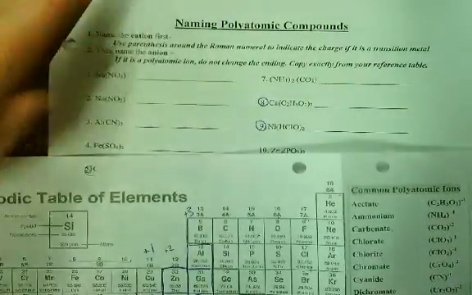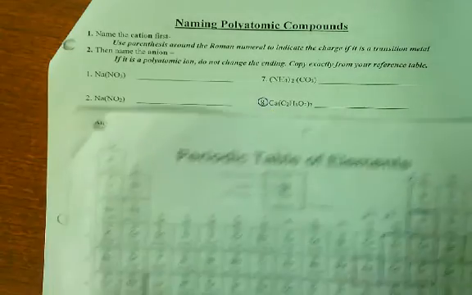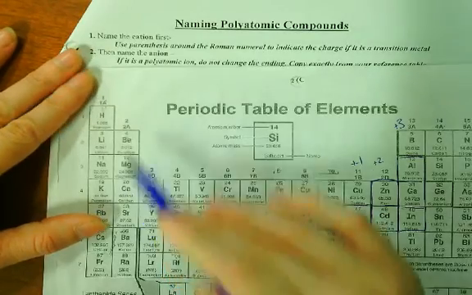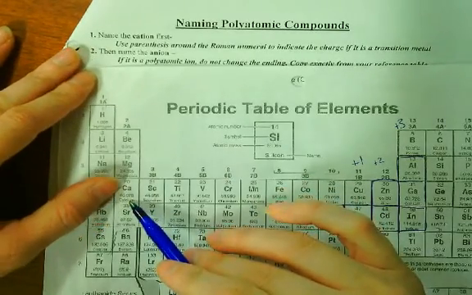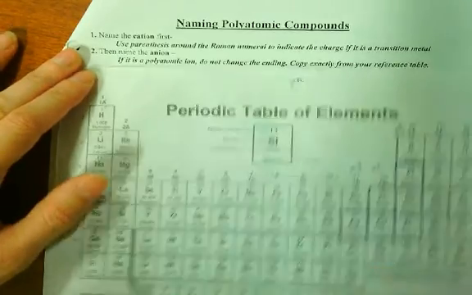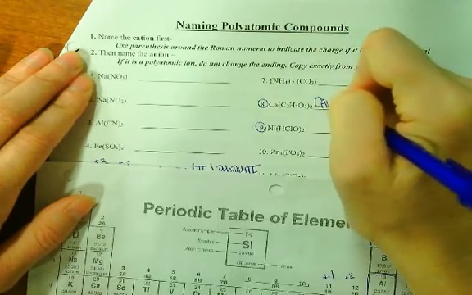Okay. So our first step up here is to name the cation. For us, the cation is calcium. So I'm going to find calcium and decide if it needs a Roman numeral. Because calcium's in family 2, it always makes a +2 charge. So I don't have to call it calcium 2. I just call it calcium. So no Roman numeral needed. Calcium.